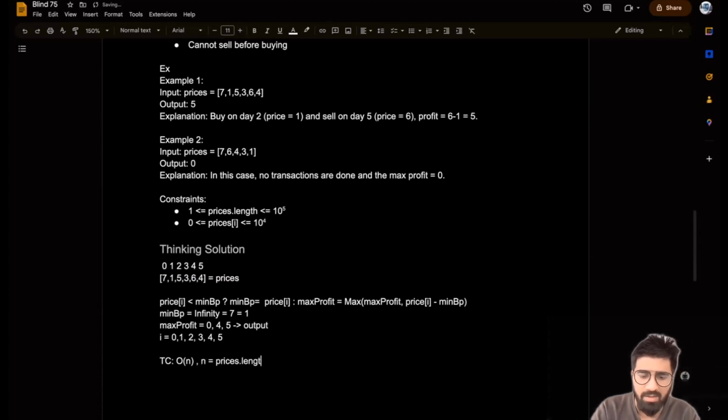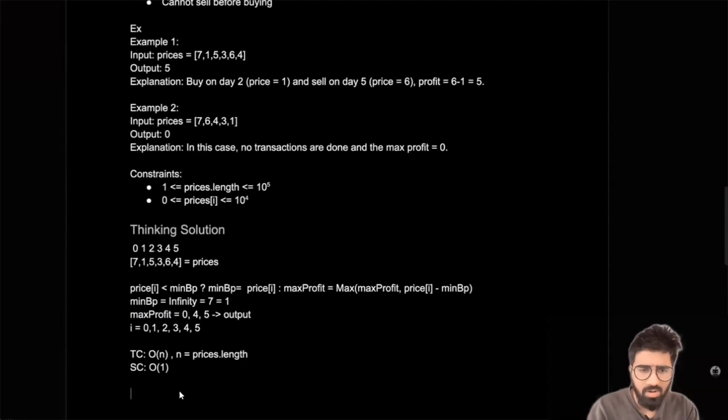of the prices array. And now talking about the space complexity, here we are just using these variables, one to store the minimum buying price, and the other to store the max profit, and they will be indexed to one. So the space complexity would be just O of 1. Okay, so that is the complexity of our current approach. Now let's try to code this problem with this approach.